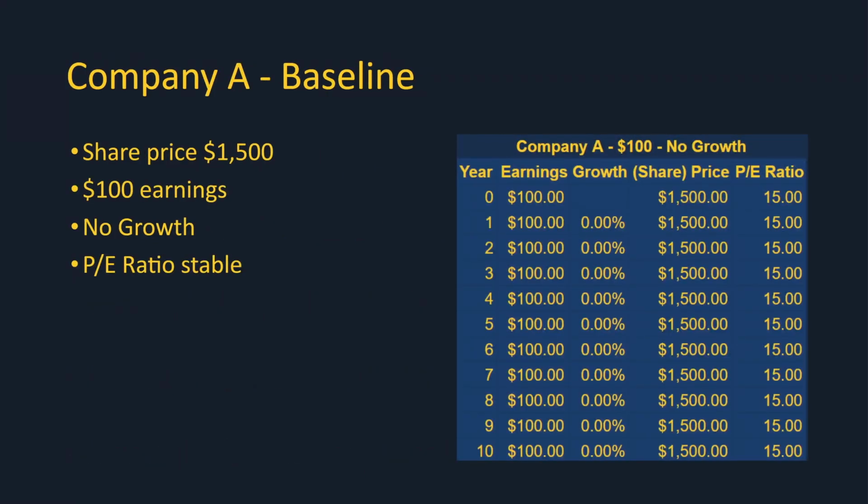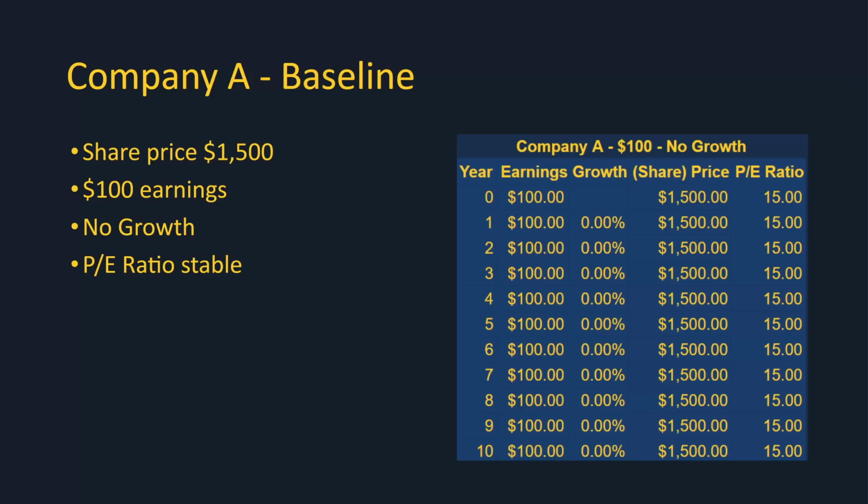Let's first look at company A, the baseline. So as I said earlier, the share price is $1,500. The current earnings is $100. They're not growing, so the earnings will stay the same. So the PE ratio is stable. If you divide the $1,500 share price by the $100 earnings, you will have a PE ratio of 15 that stays the same every year for the upcoming 10 years.